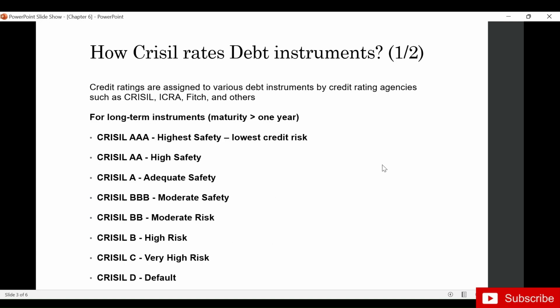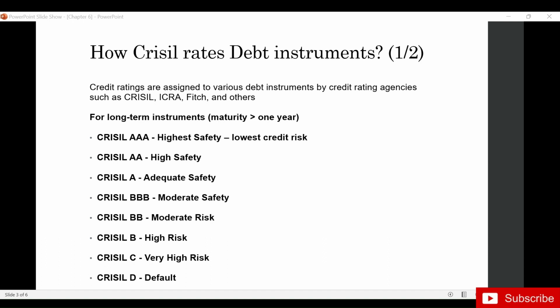In lesson 2 of chapter number 6, we will talk about how CRISIL rates debt instruments. As you must be knowing, credit ratings are assigned to various debt instruments by a number of credit rating agencies that we have in India, such as CRISIL, ICRA, Fitch, and others. Now, if we are talking about debt instruments that are long term instruments and have a maturity of more than 1 year, then the following credit ratings are assigned by CRISIL.